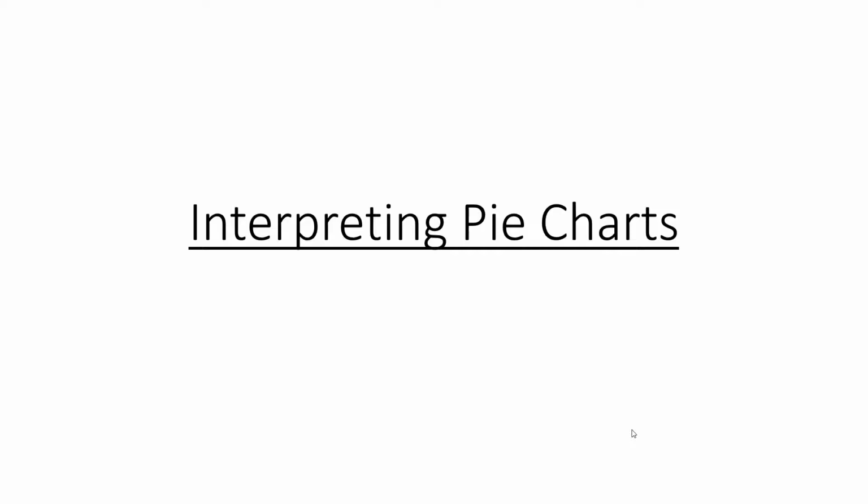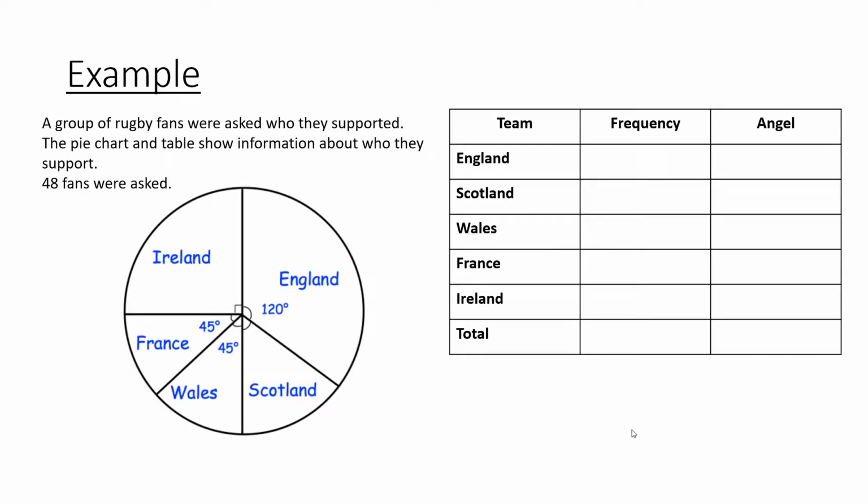Pie chart. So in this lesson, we're going to be learning about how to interpret a pie chart and fill in a frequency table that will go along with it. So let's have a look at this example. As I'm going through, please try to copy it down to the best of your ability and fill it out as I am explaining. So a group of rugby fans were asked who they supported.